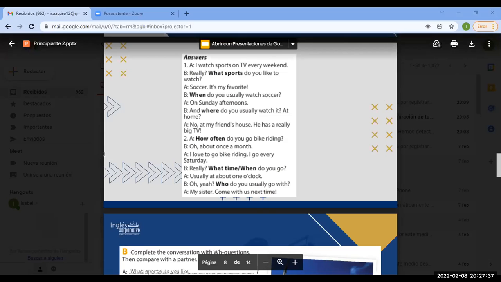Very good, solo el deporte es bike riding, porque si decís reading, está diciendo leyendo, el verbo leer. Okay, that's correct. Ahora sería yo B. Comienzo yo.